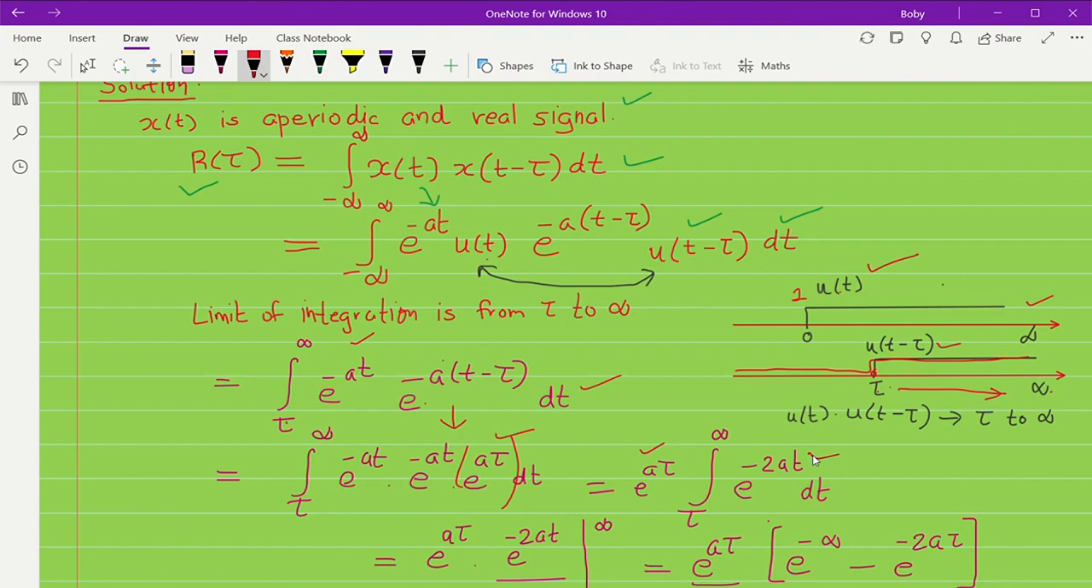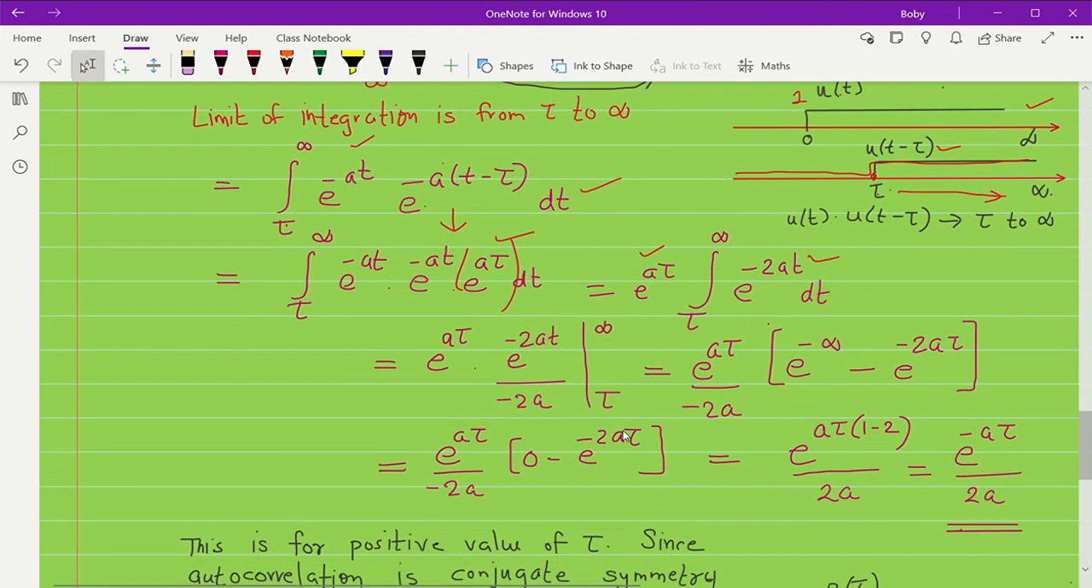2at. There is minus at and minus at, which gives minus 2 times at, so minus 2at dt. What is the integral of e raised to minus 2at? It is e raised to minus 2at divided by minus 2a. This e raised to a tau is a constant outside. Now we have to apply the limits, that is tau to infinity.